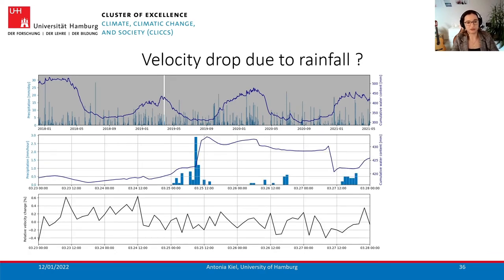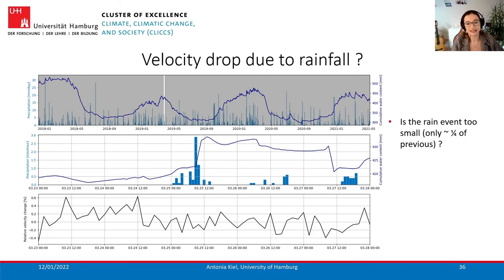So basically, we now see the same plots, but our rainfall event is now in April of 2019, which is shown right here. And in this case, we see that we do not have a drop in velocity after the rainfall event. So the question is, why don't we see a drop in velocity? So first of all, we previously had a rainfall event of around 12 millimeters per hour. And in this case, we only have a rainfall event of around 3 millimeters per hour.